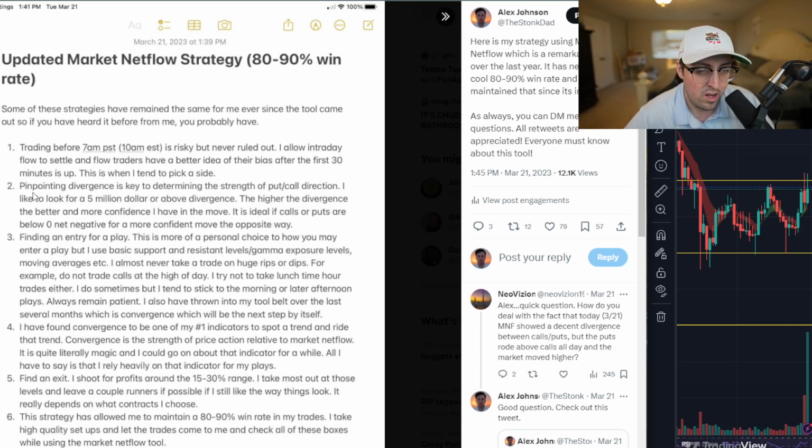Okay. Oh, and I think I did explain number 2 as well, so I'll just go over it real quick. Number 2 says pinpointing divergence is key to determining the strength of the put to call direction. I like to look for a $5 million or above divergence. The higher the divergence, the better, and the more confidence I have in the move. It is ideal if calls or puts are below zero net negative for a more confident move the opposite way.